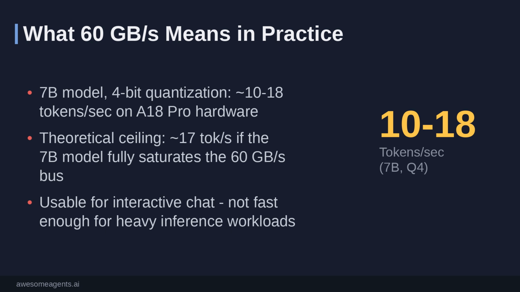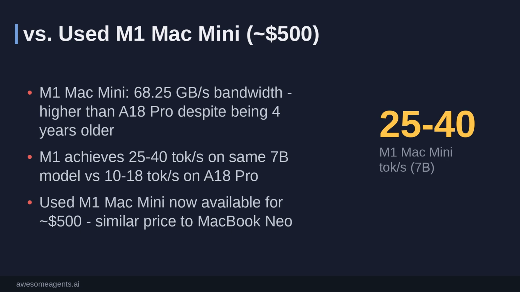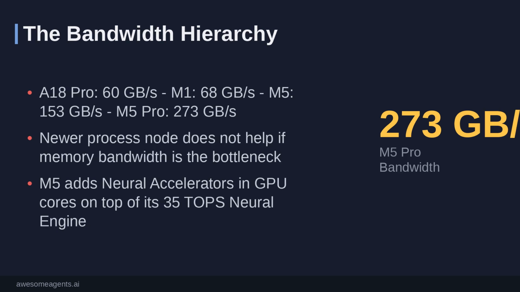So what does 60 gigabytes per second actually mean in practice? It means a 7 billion parameter model with 4-bit quantization gives you roughly 10 to 18 tokens per second. That's usable for a chat interface, but it isn't fast. And how does that compare to, say, a used M1 Mac Mini, which you can get for similar money right now? That's the uncomfortable comparison. The M1 Mac Mini has 68 gigabytes per second of bandwidth, slightly more than the A18 Pro despite being 4 years older. And it frequently hits 25 to 40 tokens per second on the same 7B model.